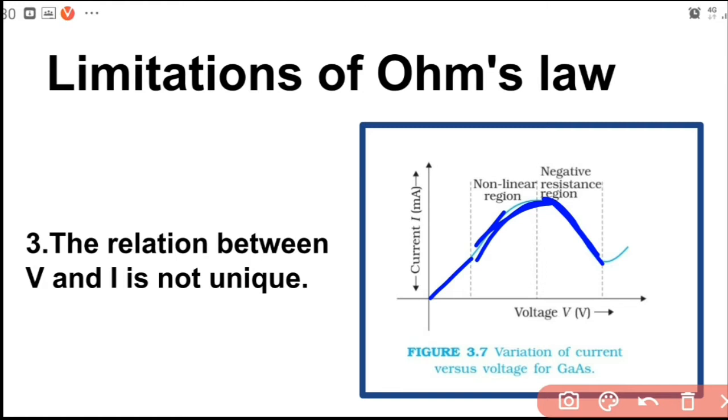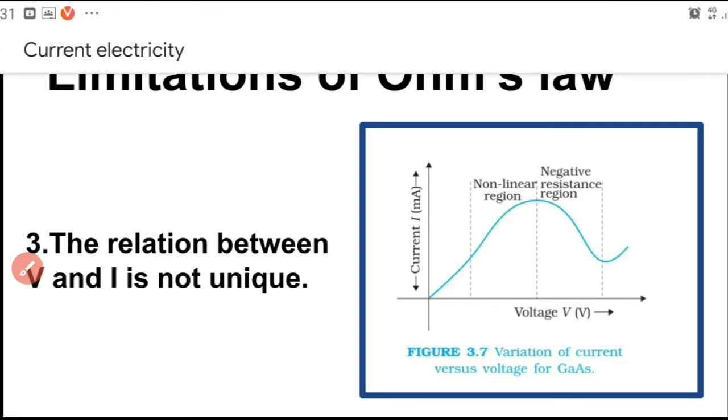This is a typical graph shown by a substance called gallium arsenide. So these are the three situations where Ohm's law is found to be violated. This is a very important question. As such, it can come as a direct question.